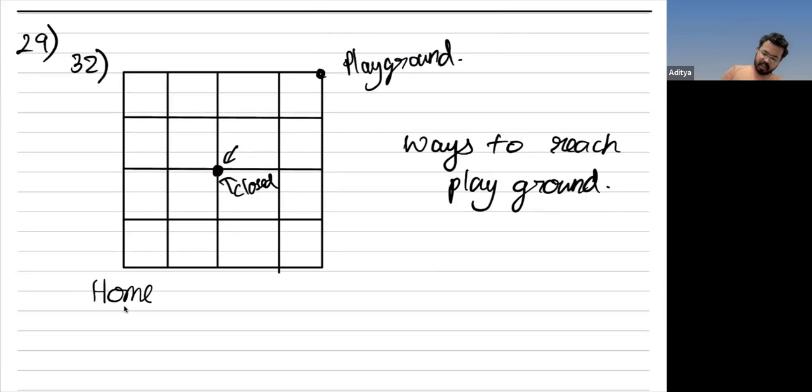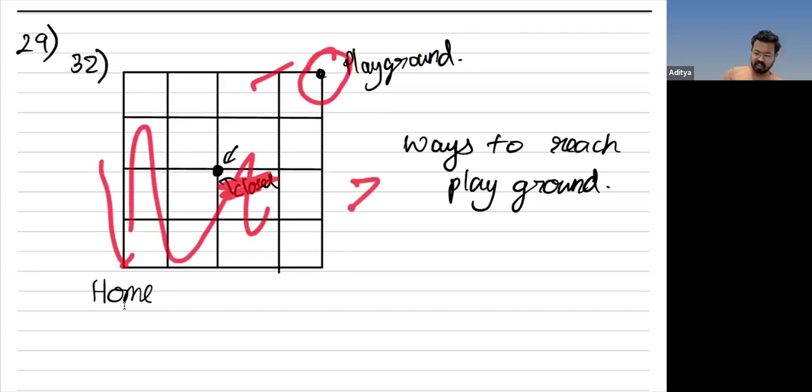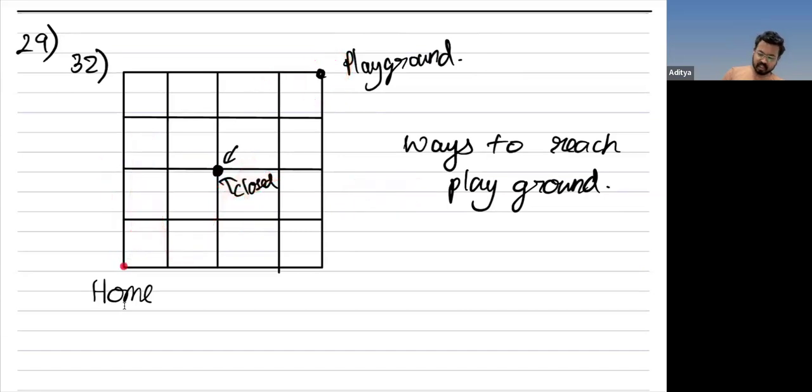So I think the idea you are using is you are reaching the closed one, but you are stopping at closed. See, 70 is the number of ways where you don't consider this closed one. So you find all the ways to reach the playground. There are 70 ways. But there are a certain number of ways to go to the closed position and from closed to go to the playground. You have to remove all the paths that go through the closed intersection to get to your answer.